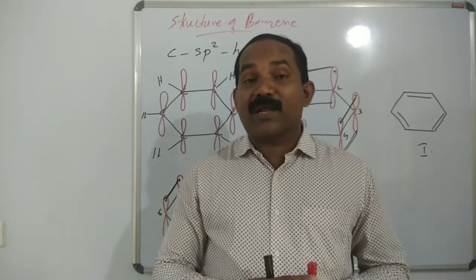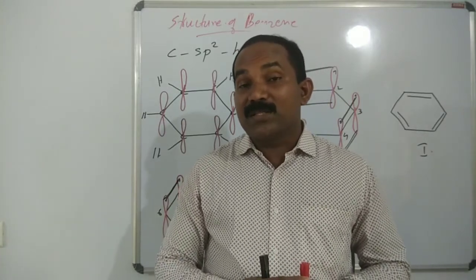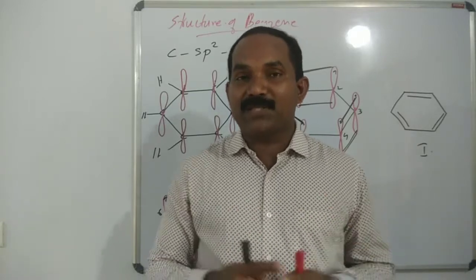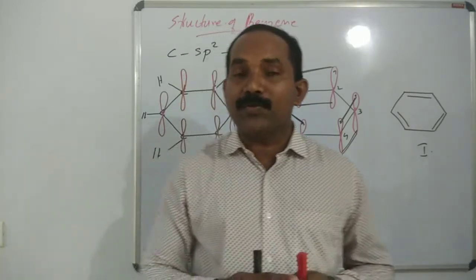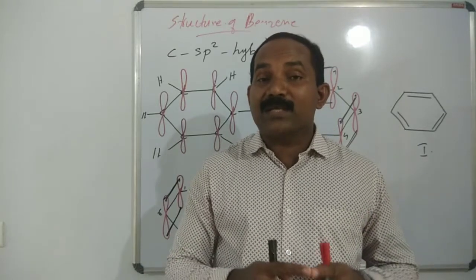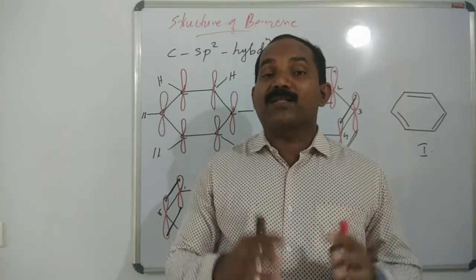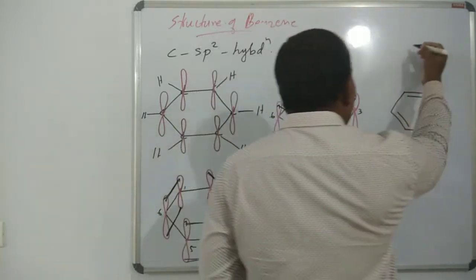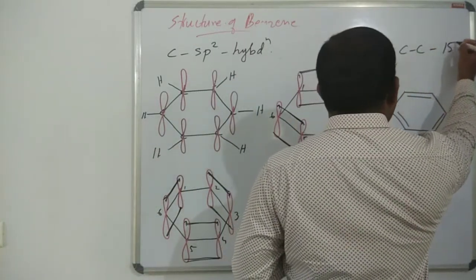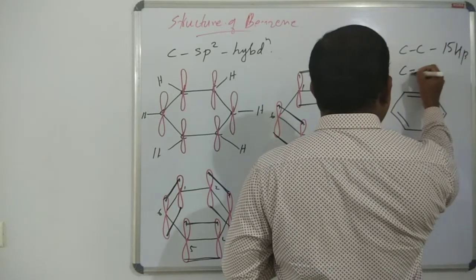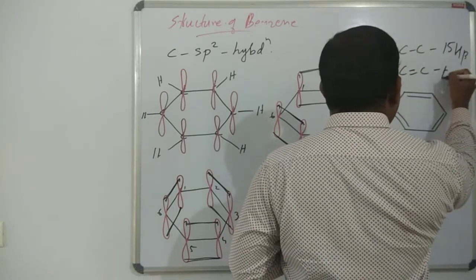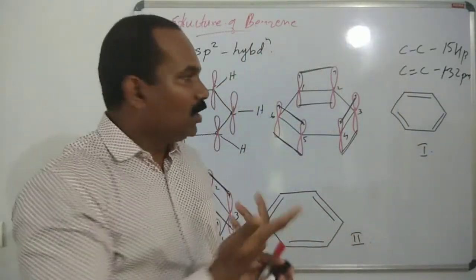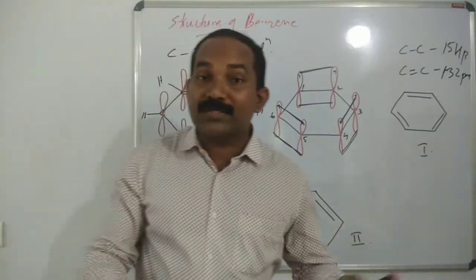But X-ray diffraction study shows that there is no single bond and double bond in benzene. As I already told you, if a single bond is present in benzene, we get a bond length of 154 picometer. If there is a double bond, 132 picometer. In some textbooks 133, no problem, 133 and 132 are nearly the same value.